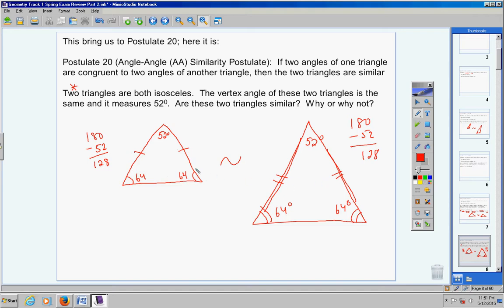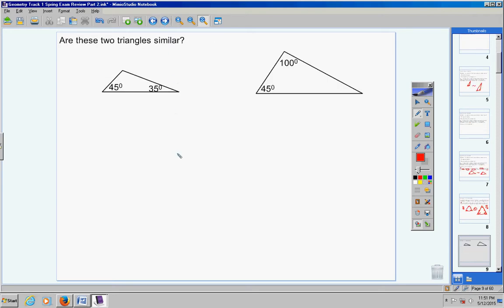Or you could say two angles of one triangle are congruent to two angles of another triangle. Or you could say these two angles are congruent to these two. Or you could say these two angles here are congruent to these two angles here. Whatever route you go, we definitely have similar triangles, because it only takes two angles of one triangle being congruent to two angles in another triangle. Okay, moving on. Now, are these two triangles similar?